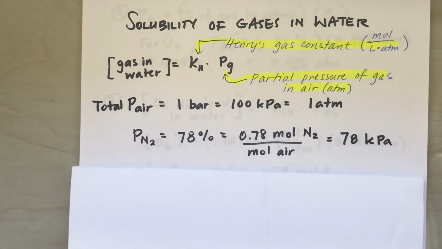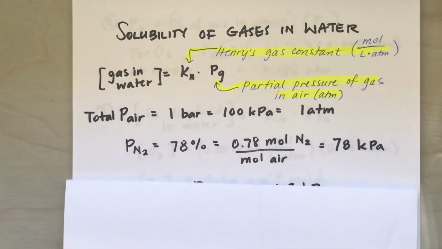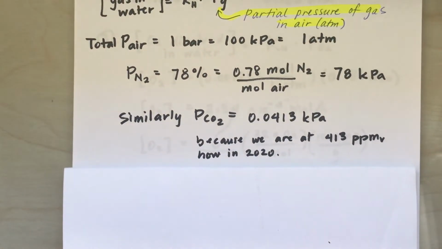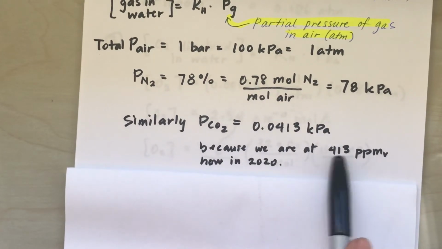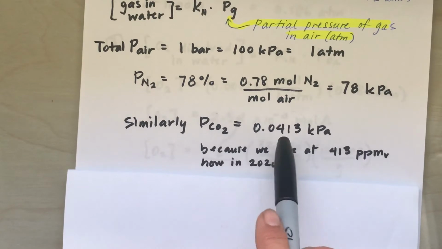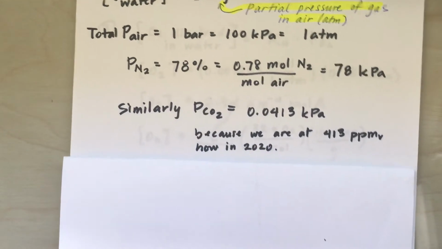For something like nitrogen in air, we know nitrogen is 78% of the composition of our atmosphere. That's 0.78 moles of nitrogen gas for every mole of air, which is the same as 78 kilopascals. If we're talking about something like CO2, it's the partial pressure of CO2. Right now, we're already over 400 parts per million. We're at 413 ppm, which is the equivalent of 0.0413 kilopascals. Those are some examples of different gases.